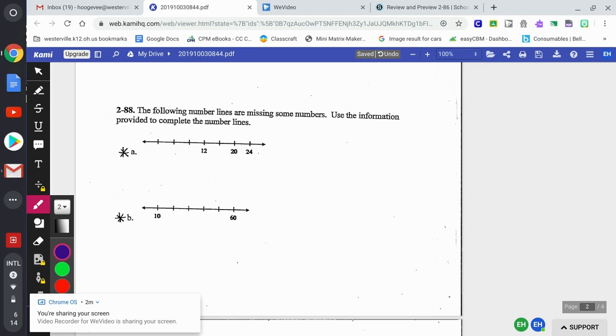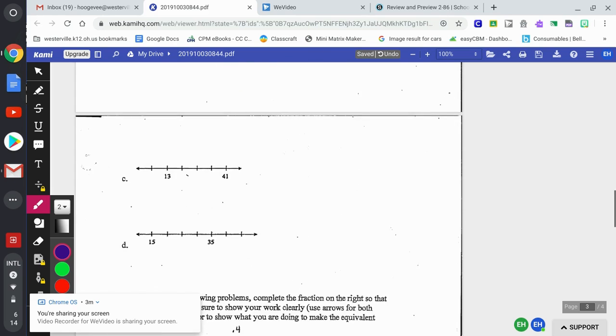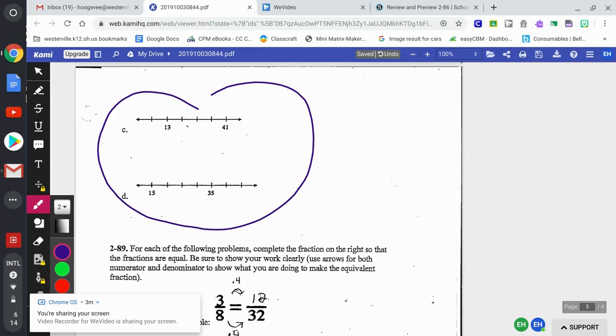288, really easy. We're just finding the information of numbers. Again, look at the spots, look at the missing data. I usually like to count how many numbers or lines there are and then use simple multiplication or division to figure out my missing numbers. Do the same thing for the next two.